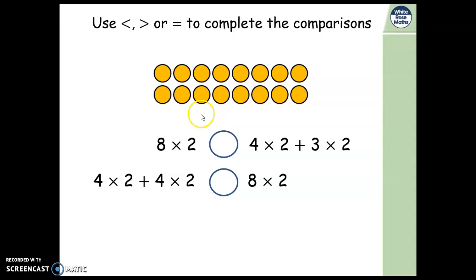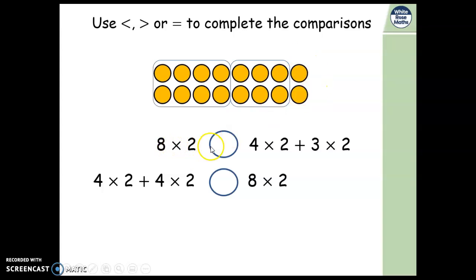We've got 8 groups of 2 here. So let's look at the first one. 8 groups of 2, so that's this. Is the same as 4 groups of 2, 3 groups of 2. Well, it's not, because we've got more there, haven't we?